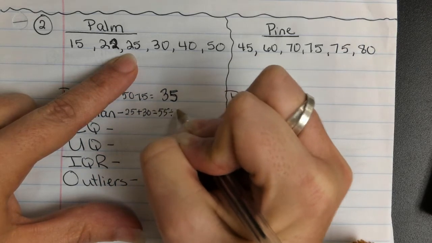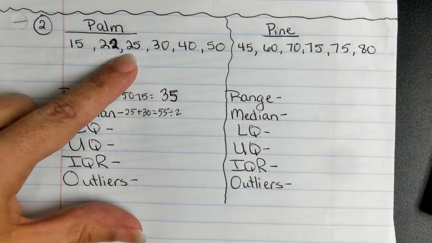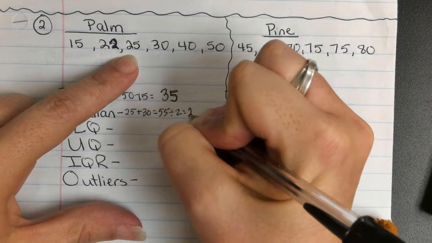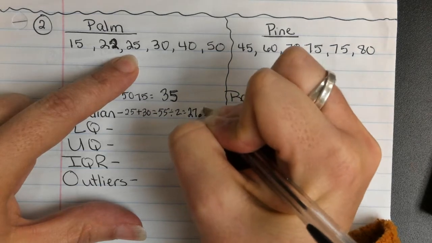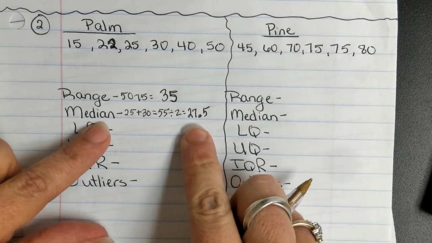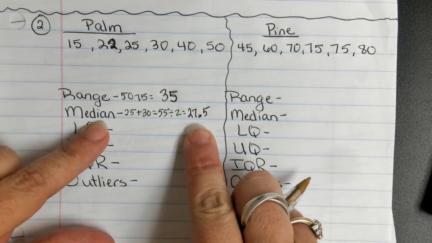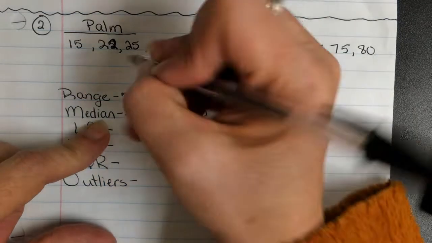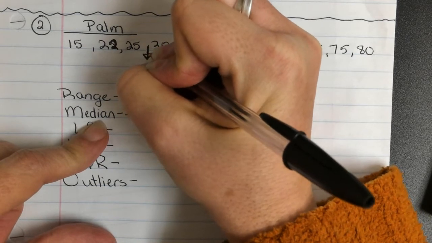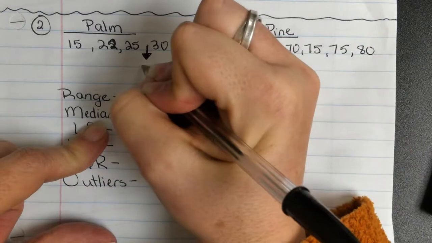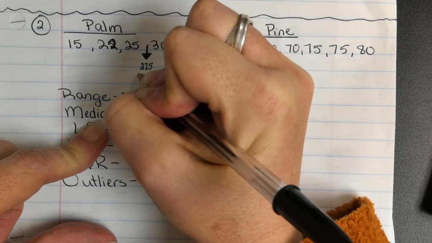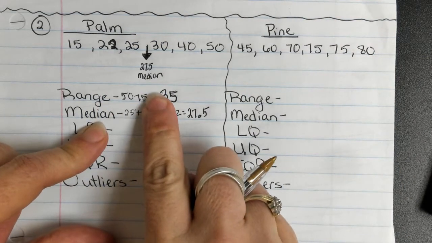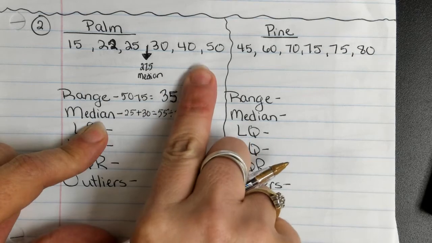Which is 55, divide by 2, which is 27.5. That is my median. Now, when thinking about this median and where to put it up here, I need you to realize that median is not 25 or 30. It honestly goes right here, and I usually write it 27.5, and I write median because it is in the middle of those. That's going to change how you do the LQ and the UQ.